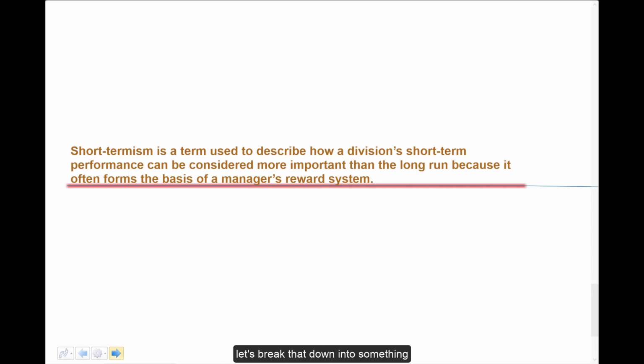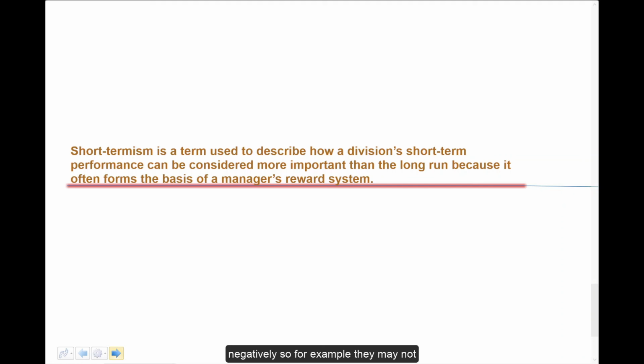Okay, let's break that down into something that makes sense. What we're saying is blinkered view. It may well be that managers make decisions, possibly dysfunctional decisions, or act in a dysfunctional way because their quarterly bonus or annual bonus is coming up for renewal. And so rather than thinking about the long-term objectives of this business, they may make decisions that actually affect the long-term negatively.